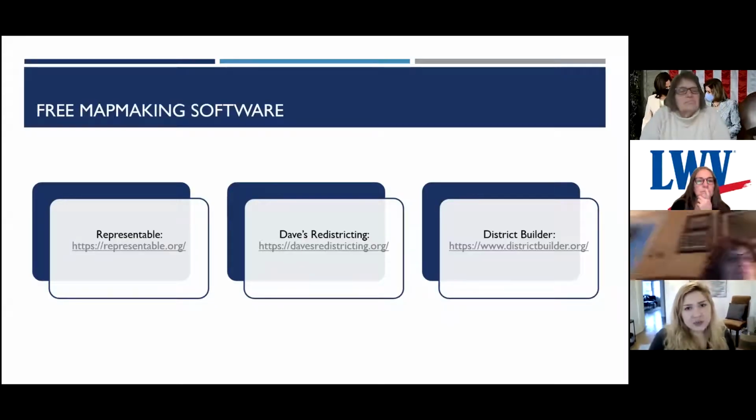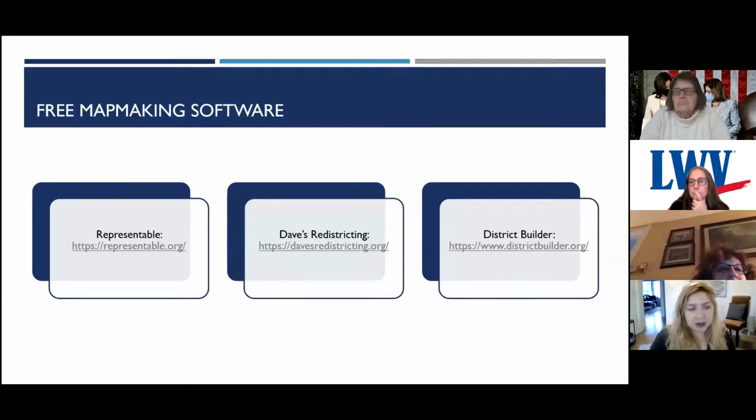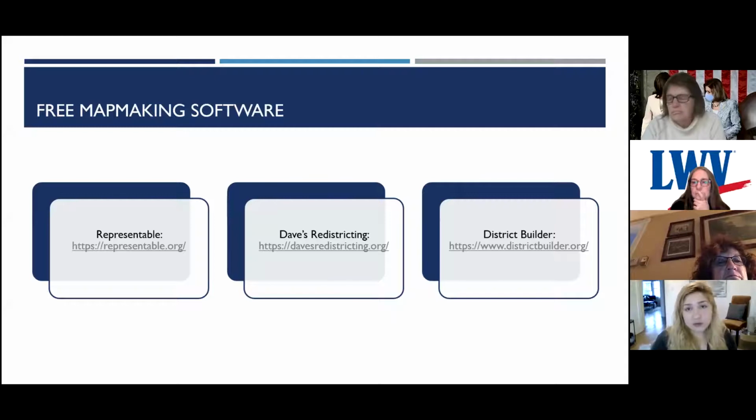So the League has been doing a number of public programs engaging the public in learning how to use mapping software. I have 3 examples here: Representable, Dave's Redistricting app, and District Builder. There's also District R, and these are all free. Representable is my personal favorite one. It is essentially a Google map overlaid with census blocks, and you can click census blocks to create your community of interest. So you can click the library where you go to get books, the school where your kids go, your office, the grocery store you shop at, and you can essentially map your community of interest on what looks like a Google map. You can see parks, you can see games.